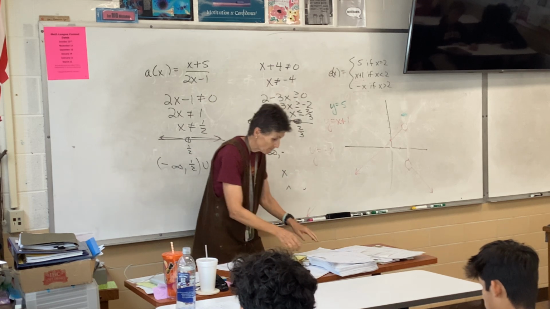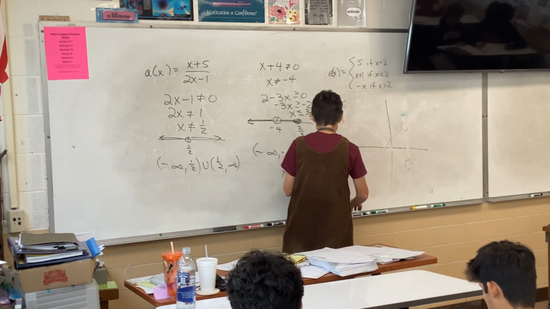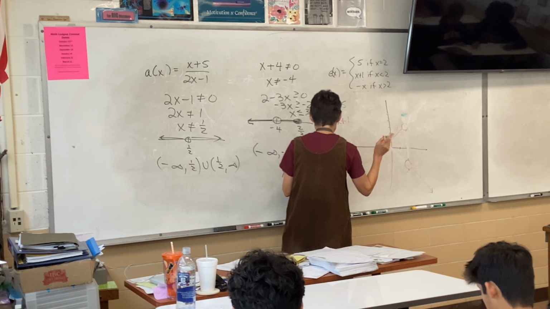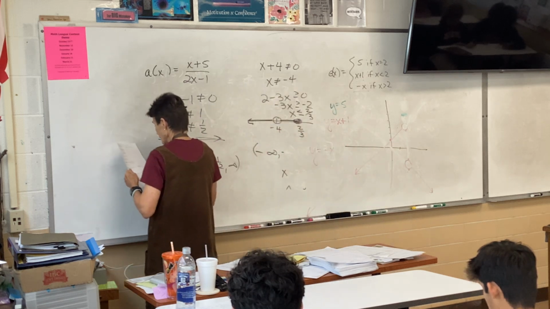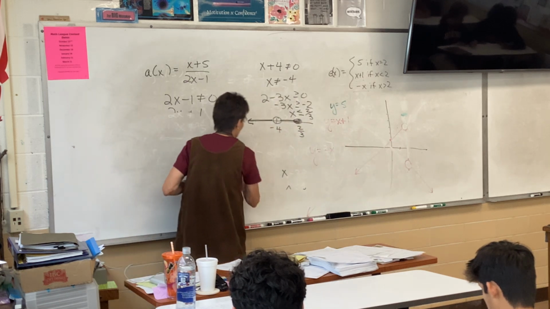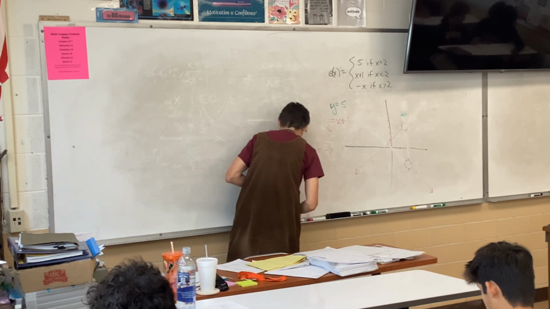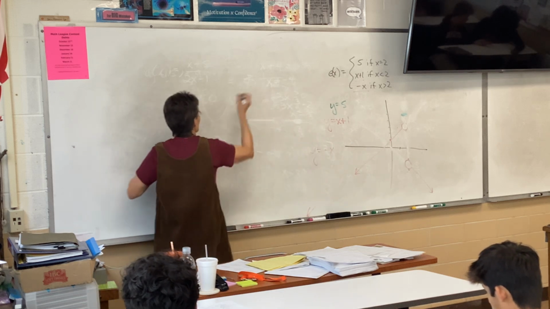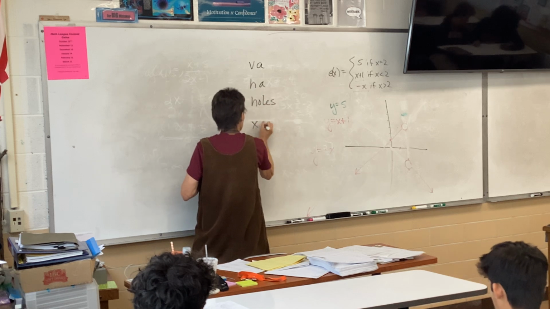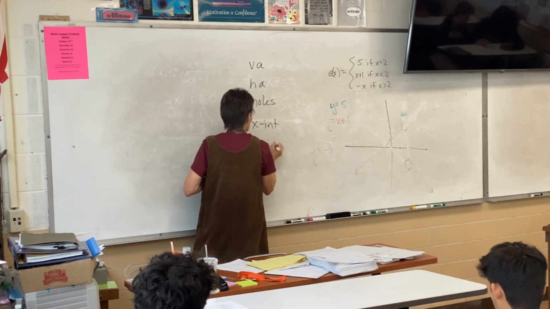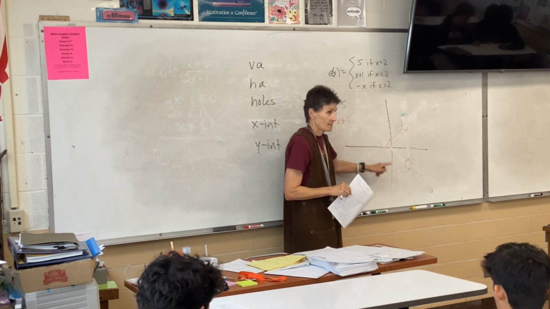Alright, so alright with everybody? Find vertical, horizontal, holes, and intercepts. Add that on there. We need to add intercepts. So we're gonna find vertical, horizontal, holes and intercepts of this guy. So in other words, we're gonna find vertical asymptote, horizontal asymptote, holes, x-intercept, and y-intercept. And by intercepts, we mean where we cross the x and y-axis.